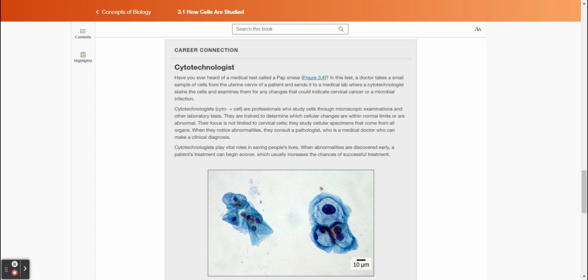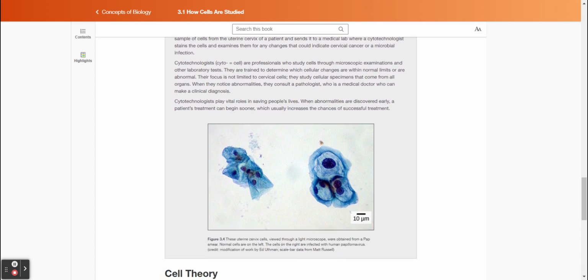Cytotechnologists, cyto meaning cell, are professionals who study cells through microscopic examinations and other laboratory tests. They are trained to determine which cellular changes are within normal limits or are abnormal. Their focus is not limited to cervical cells. They study cellular specimens that come from all organs. When they notice abnormalities, they consult a pathologist, who is a medical doctor who can make a clinical diagnosis.